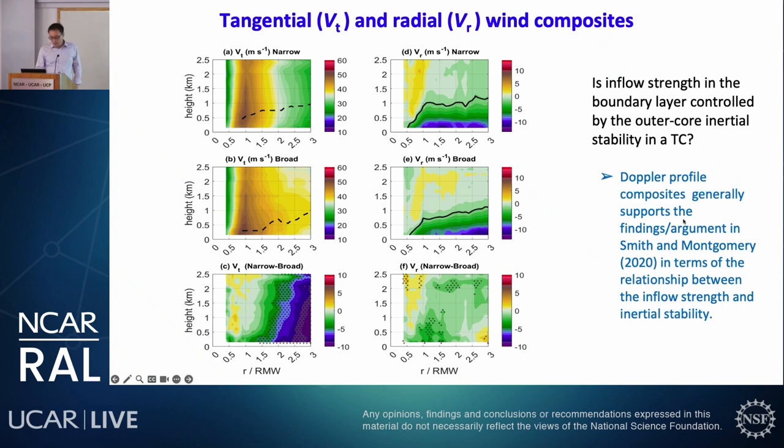So it kind of refutes some of the intuition in the thought model. But they argue that in the radial momentum equation, the inertial stability is not directly linked to the forcing. So that's kind of their argument. I think our work generally supported some of their findings in the Aldrich, Smith and Montgomery paper.